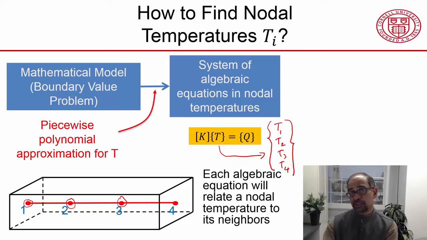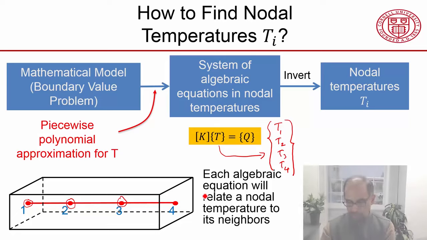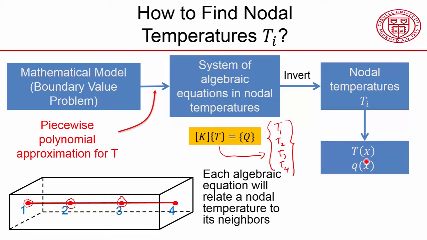And then, if we have a system of linear equations, we can solve that. That is a matrix inversion problem. So we'll invert that system of linear algebraic equations, and we'll get our nodal temperatures. Okay? That is our selected variables at selected points. And once we know the nodal temperatures, we can derive everything else from those 4 nodal temperatures through post-processing.